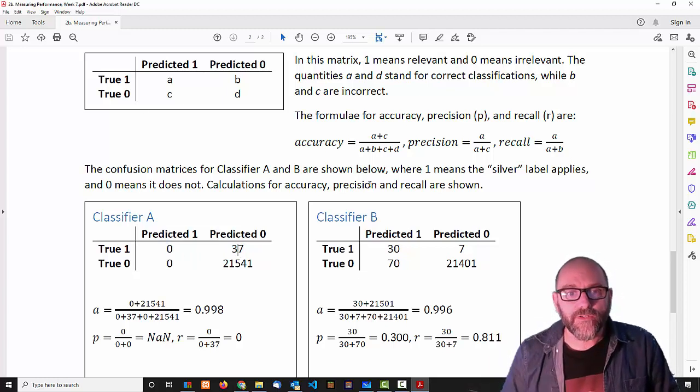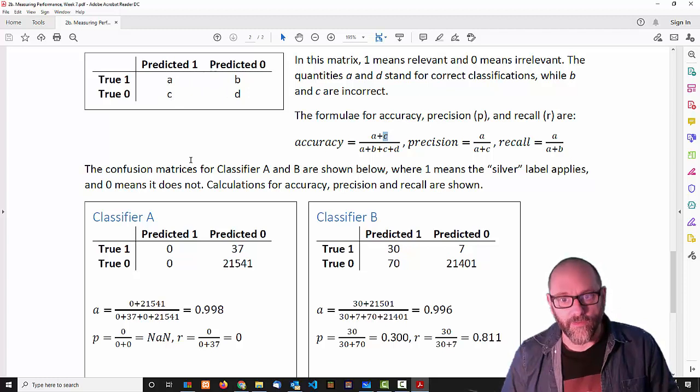So these are the formulas over here. Accuracy is, oh, this is wrong too. Okay, I'm going to fix this as well. Accuracy is A plus D over A plus B plus C plus D. It's the correct predictions over all the predictions, over everything in the chart. Precision, let's make sure I got these right too, is A over A plus C. That's correct. Recall is A over A plus B.